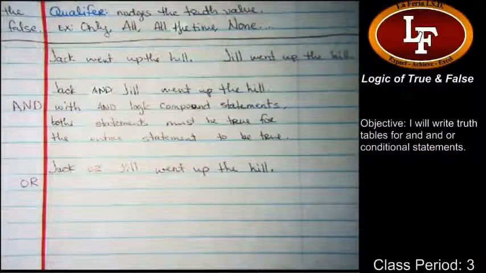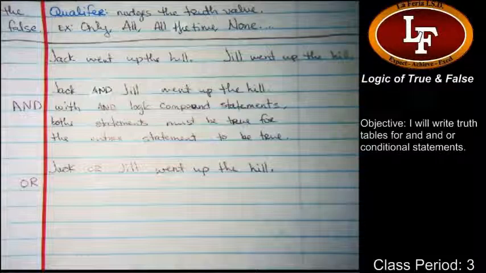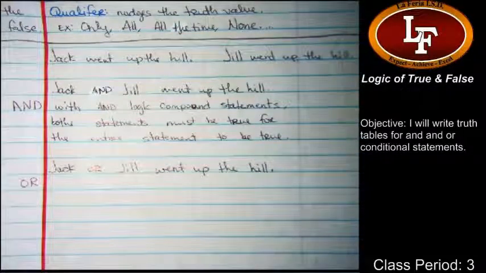Okay, great. So now I have to give you some more information. Jack or Jill went up the hill, and I'm going to tell you that Jack went up the hill, but Jill didn't. Is the statement Jack or Jill went up the hill true or false? It's true, because one of them did, and the statement says or. So I don't care what the other one does. As soon as I get one of them being true, the whole thing is true.